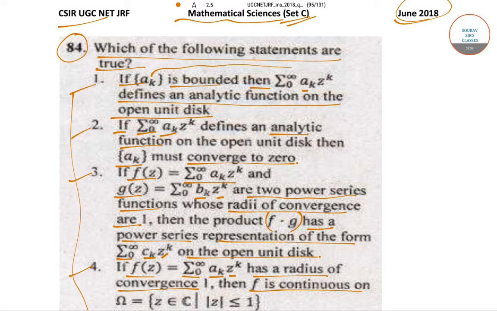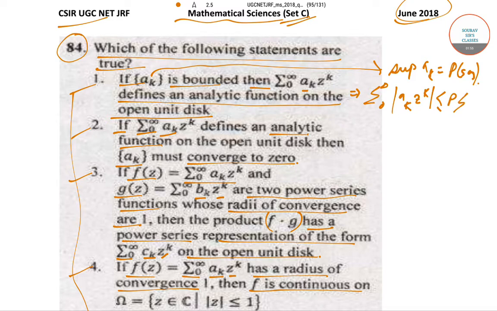So if a_k is bounded, then we can take the supremum of a_k as some value, suppose p. That implies that the summation from 0 to infinity of mod of a_k z^k is always less than p times the summation from 0 to infinity of mod z to the power k. We can write it like this. Now let us take this to be equal to some value m.